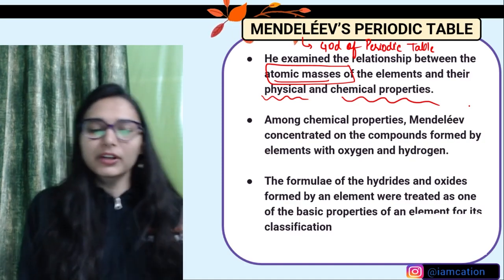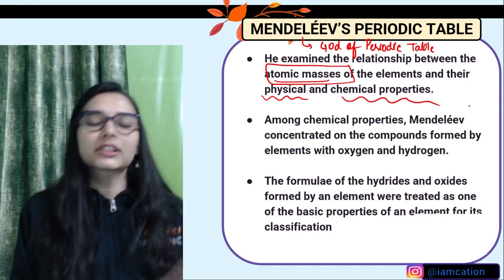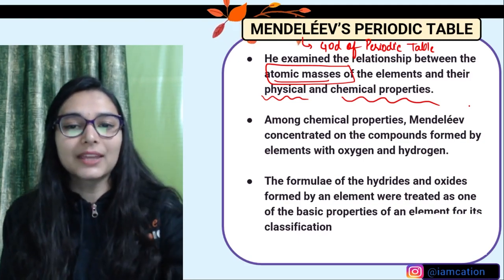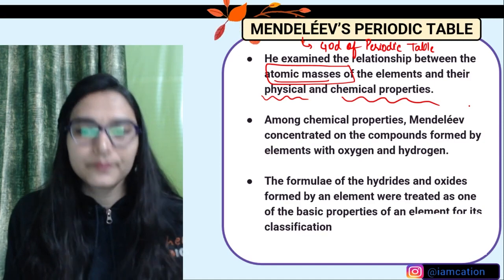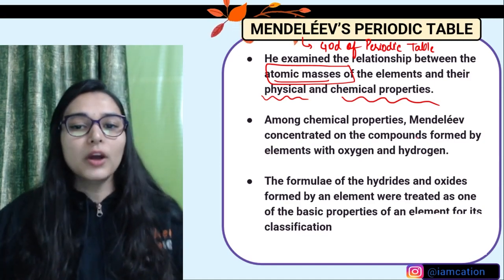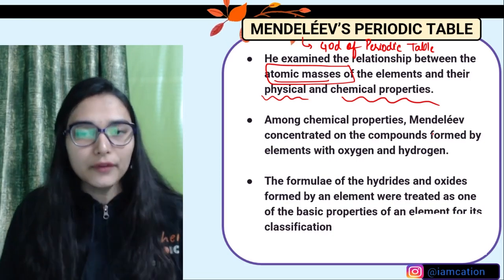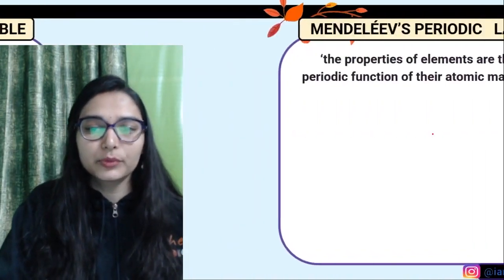He was like, let's give a classification where both the things are sorted. Now the fundamental property that was taken by him was what? Atomic masses. Okay, acceptable. Now what did he do? He arranged all the elements in increasing order of atomic masses. I'll show you his table.